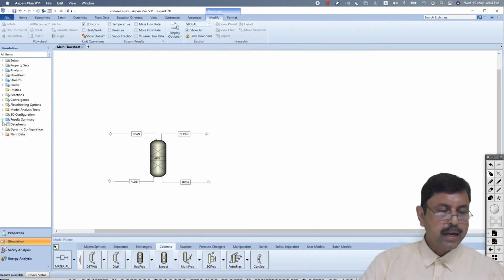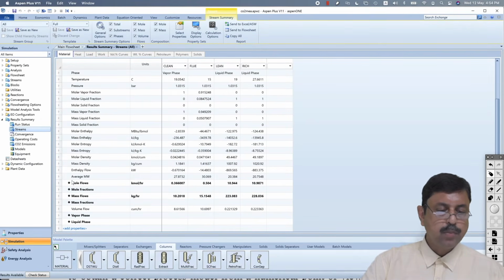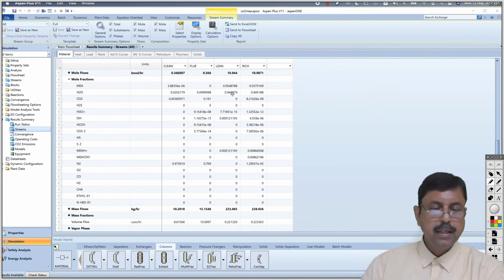Okay. Now, at this moment, let us see the stream results. Now, let us compare the mole fraction. So we have, in the lean gas, we had 94.48% of water. The percentage has increased in the rich gas because a considerable amount of water that was there in the flue gas has come to the amine. And from nearly 10% in the flue gas, it has reduced to 2%.